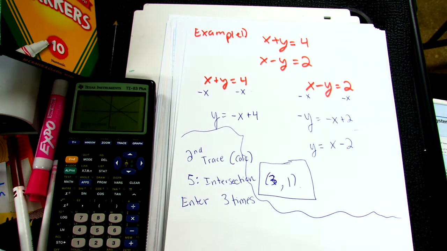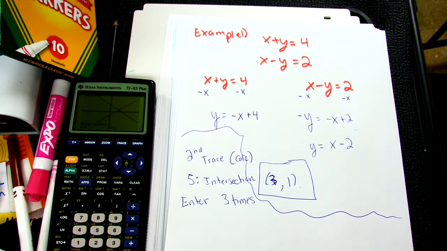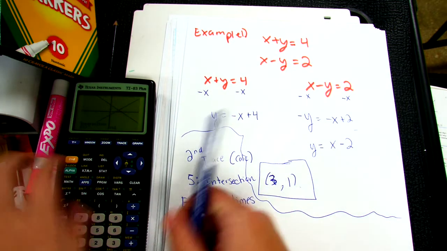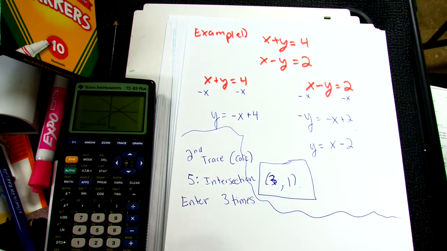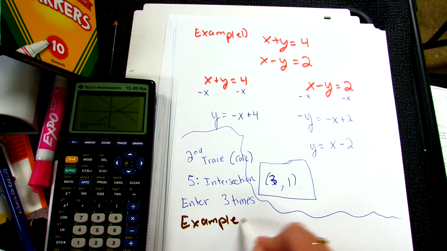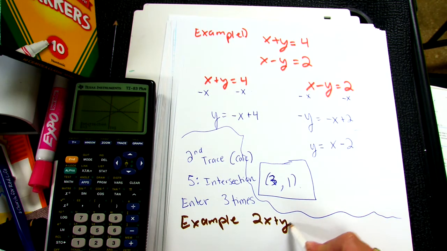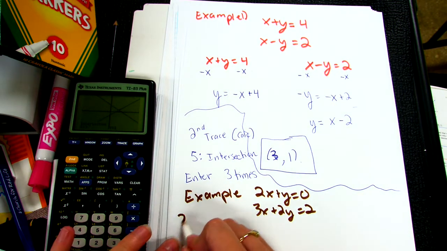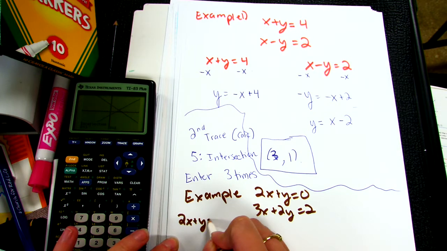All right, one more example just to finalize this and make sure that we know how to do it really well. Next example, we have the system 2x plus y equals 0, 3x plus 2y equals 2. So step 1, put those into slope-intercept form.